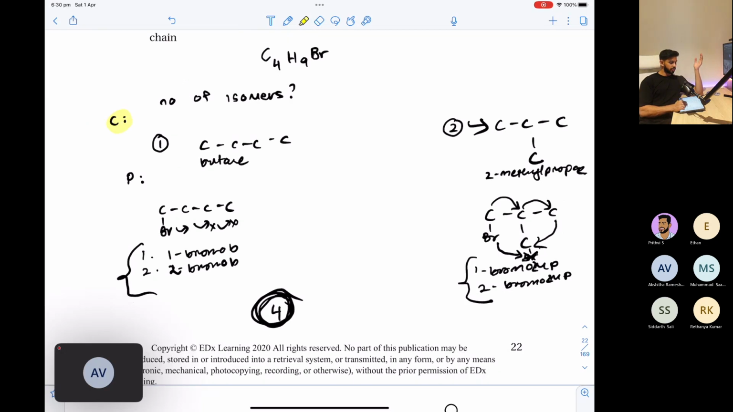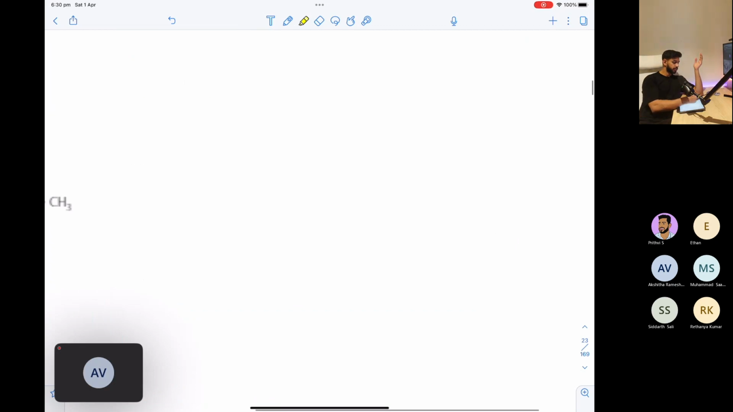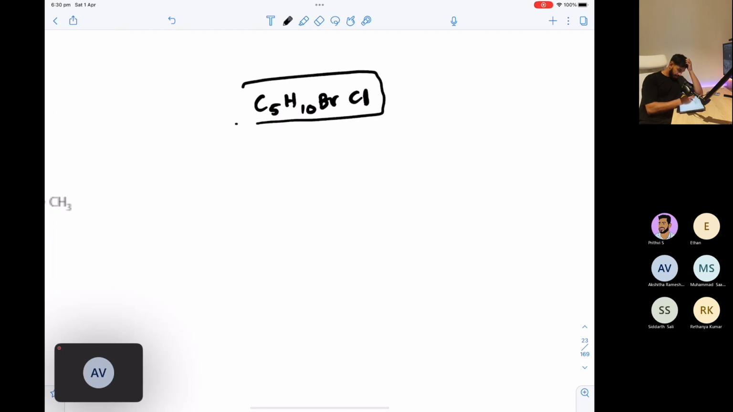Now, another tip, let's go through one more compound just to make it a little bit more challenging for you. I don't want to make it too hard, because the second you increase the number of carbons, it gets much harder. So the compound is C5H10BrCl. This is going to be a hard one, in the sense that it will take more time. So I'll give you guys about 2 minutes for this. Hit the raise hand icon once you've got an answer.